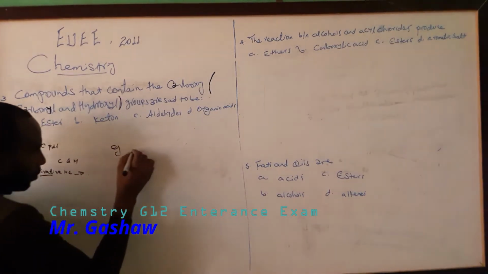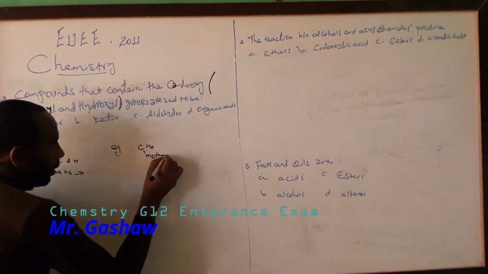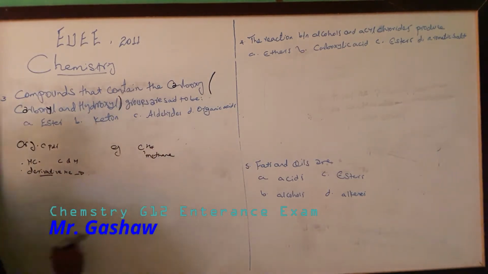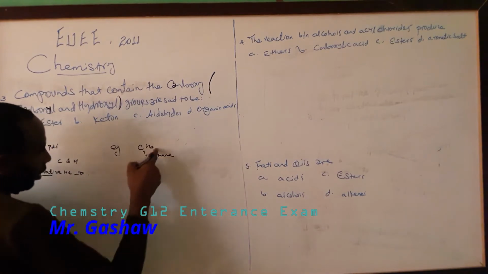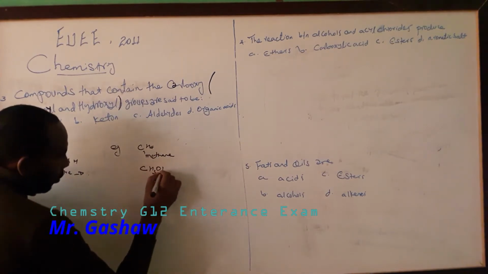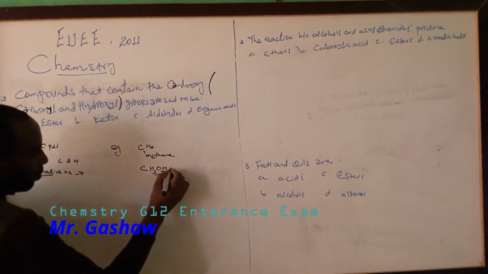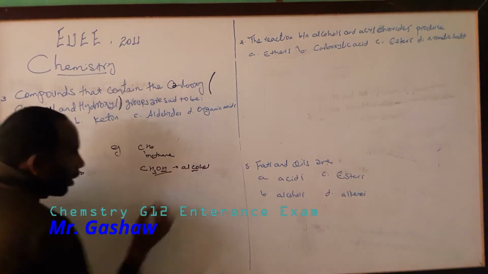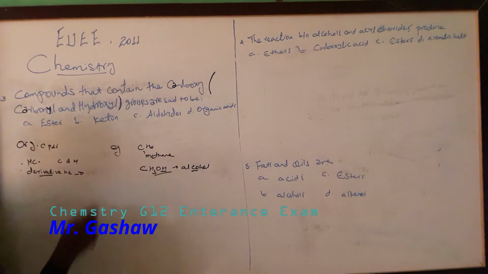For example, look at this one. Here it is, we call it methane. It can be converted into a derivative hydrocarbon. We replace one hydrogen atom with another group, like that of oxygen. So from this CH3, we remove one hydrogen atom and replace it with an OH group. This compound is converted into an alcohol. Alcohols are derivative hydrocarbons that are derived from hydrocarbons.